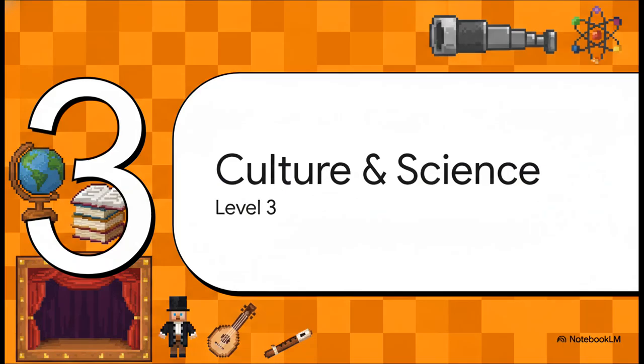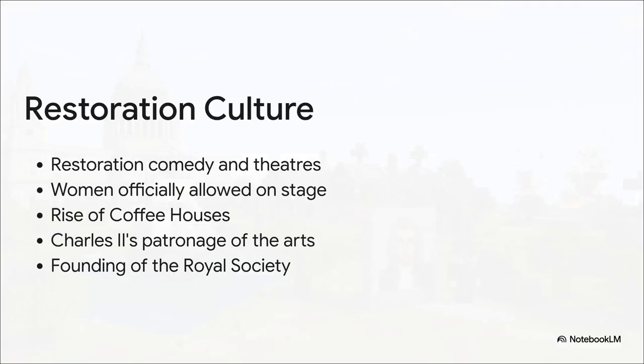Let's move on to Level 3, Restoration Culture and Science. The Restoration wasn't just about politics and disasters, it was a massive cultural explosion. During the Puritan years right before Charles returned, fun was basically outlawed. But Charles, he brought it back with a vengeance.